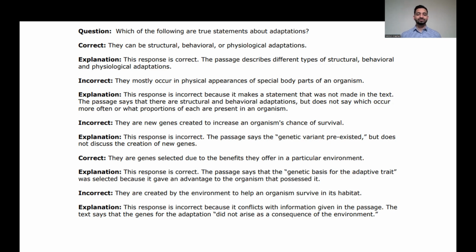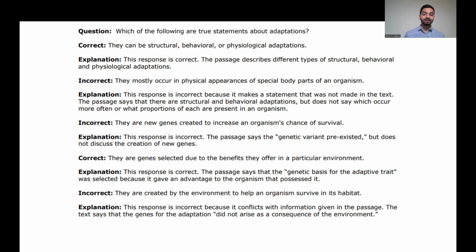This response is incorrect because the passage says the genetic variant pre-existed, but does not discuss the creation of a new one. So it doesn't really say that; there's nothing mentioned about creation of new genes. So I can eliminate that on that basis. They are genes selected due to the benefits they offer in a particular environment.